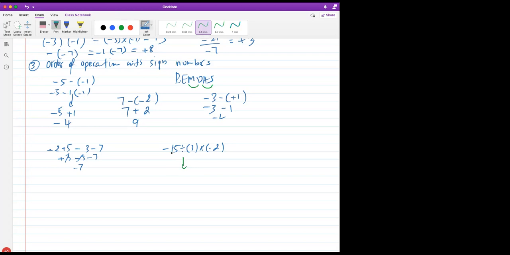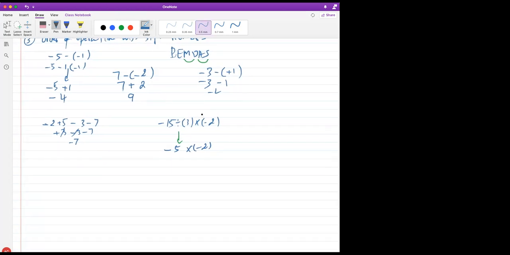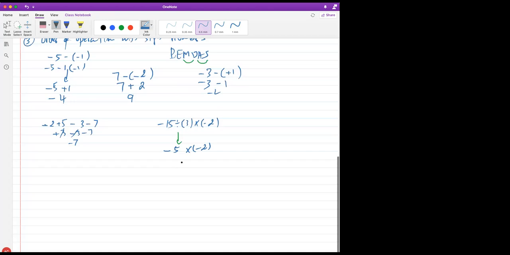And what is this equal to? It's equal to -5. That's right, -5 here. Bring them up, times 2, and it will be 10, positive 10. That's right. So negative times a negative, so that's positive. And 10.